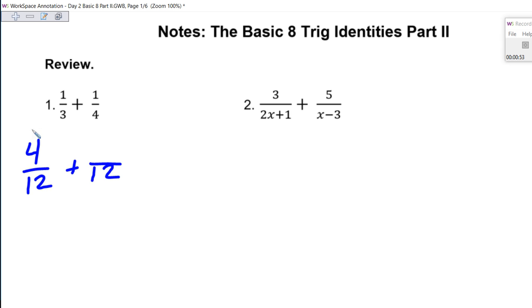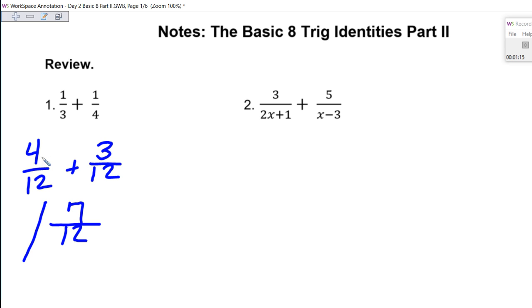And the 4 had to be multiplied by 3. So multiply the 1 by 3, and 1 times 3 is 3. And when you're adding fractions, the denominator stays the same, and you add or subtract the numerators. And here we have 4 plus 3, which would be 7. If your fraction would simplify, you would do so, but 7/12 does not simplify. So there's number 1. Problem number 2.